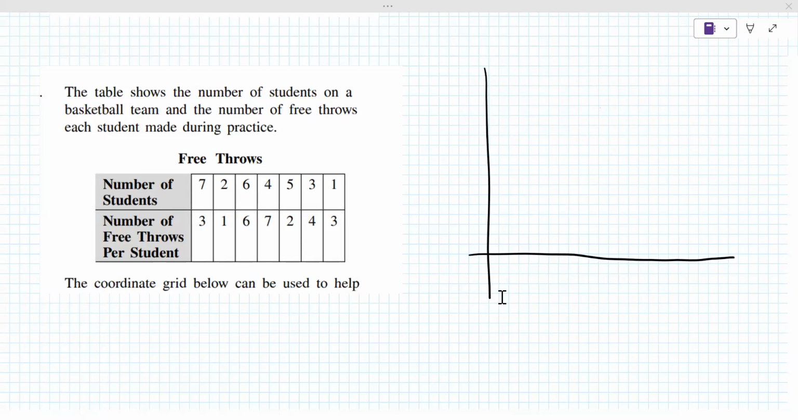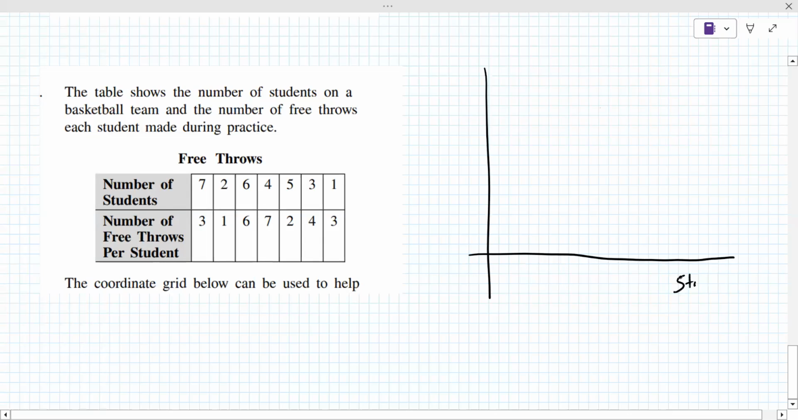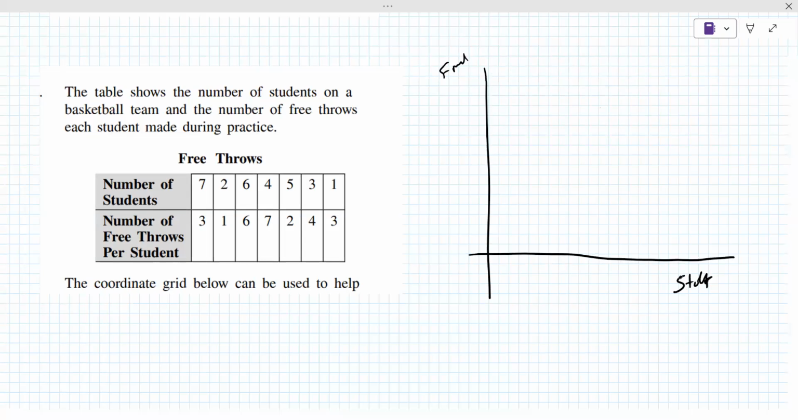Which did you call the x-axis? Number of students. Okay, so students, and then free throws was the Y. Okay, and that really doesn't matter. I'm just asking so that I can graph it here. 7 3, 2 1, 6 6, maybe. Yeah, you can make two lines and then there's one dot that's out there. 5 2.